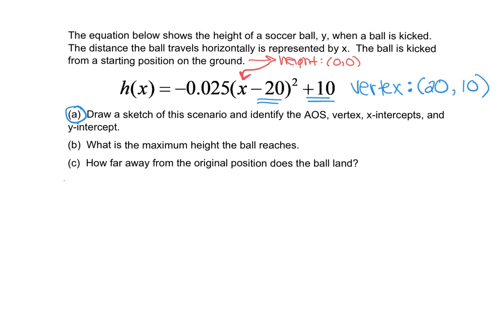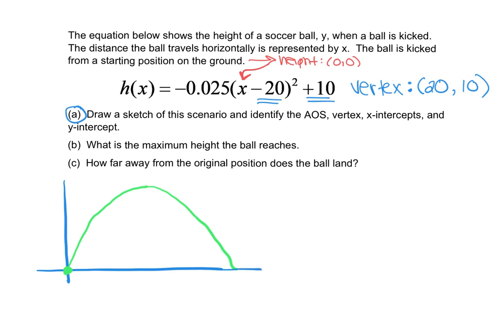Now, I know that this is going to start on the ground. And if I think about how a ball flies through the air, I'm going to draw a little bit of a sketch here. I know that a ball is going to start on the ground. It's going to be kicked up to kind of a high vertex point, and then it's going to come back down to earth. So it's going to look something like this.